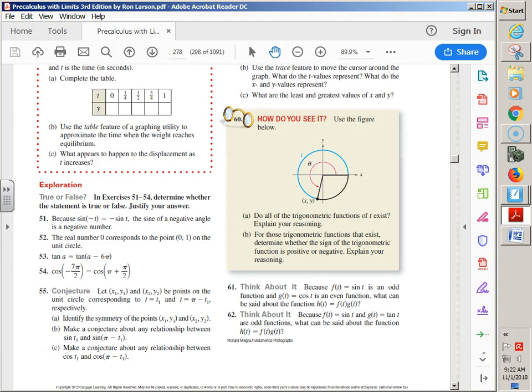Wait a minute. Is there a trick to remembering which trig functions are positive in which quadrants? Do you guys still have your patty papers?